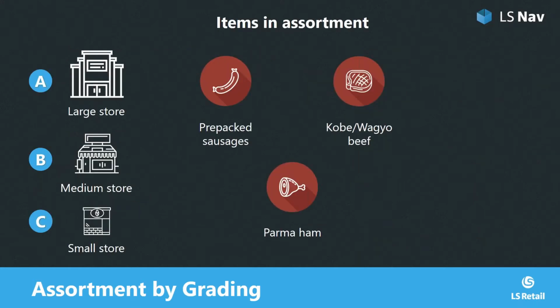For our example, let's assume we have only 3 items in our assortment. We have pre-packed sausage, Parma ham, which is sold in thin slices, and we have expensive Kobe or Wagyu beef.